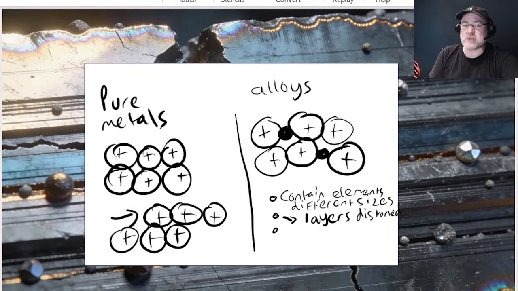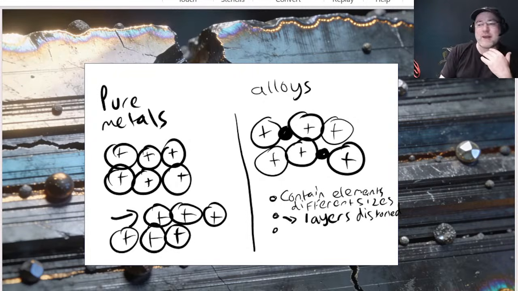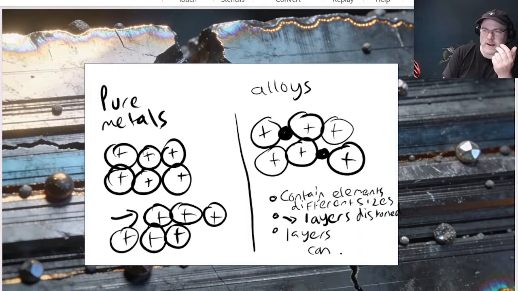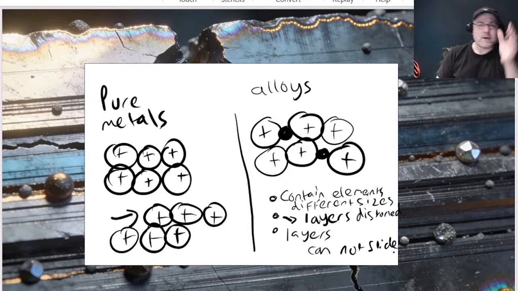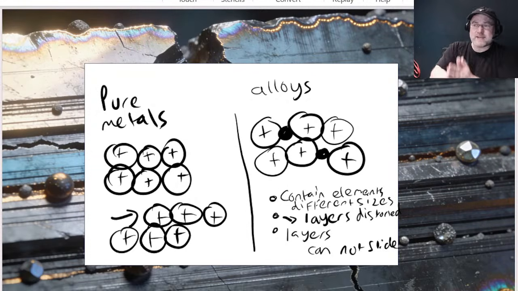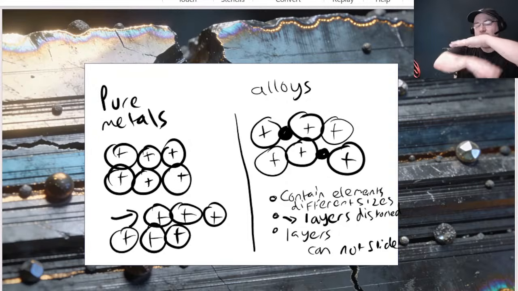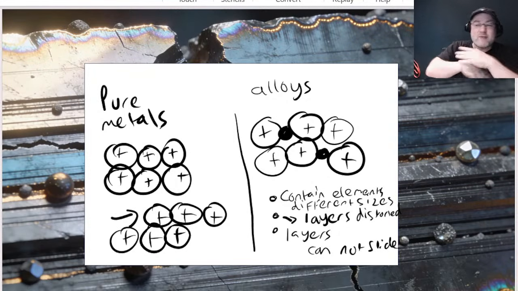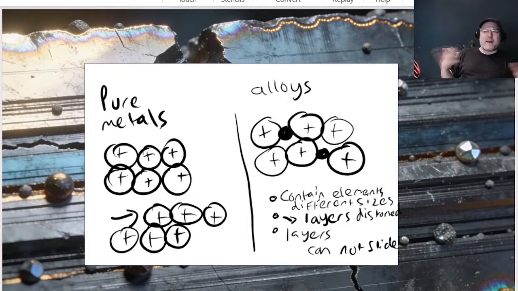The layers are out of shape. Don't be frightened to use normal, easy words if you can't think of the difficult word. Just say, oh, the layers are all bent out of shape, and so layers can't slide. This makes the alloy harder. Now, what if they said, why is a pure metal softer? Then I could do the alloy thing and say, well, alloys are harder because they contain different elements. The layers get distorted and the layers can't slide. Whereas in a pure metal, it's only made of one element arranged in regular layers. The layers can slide. So you can do either one. Anyway, let's move on.